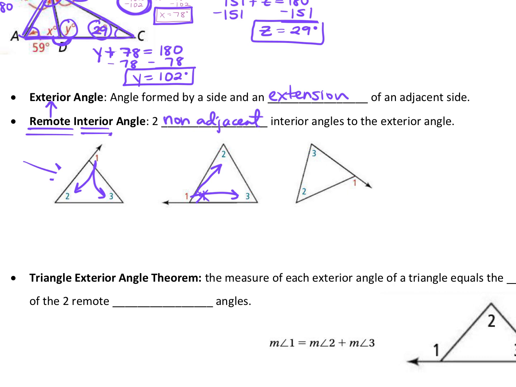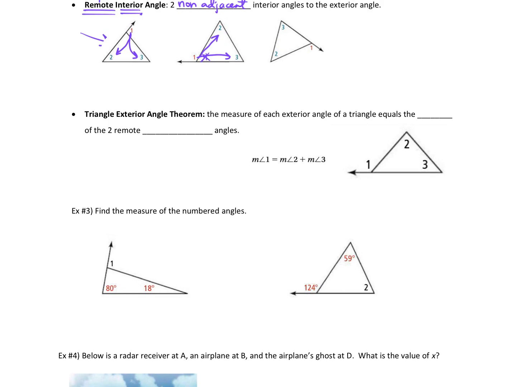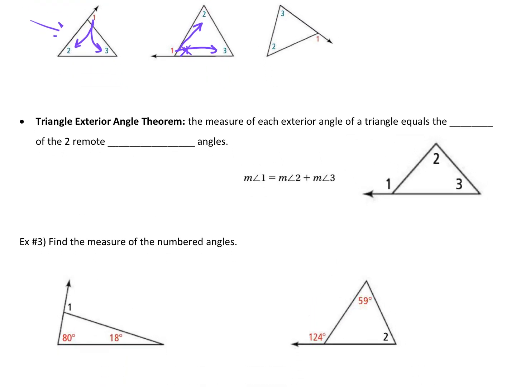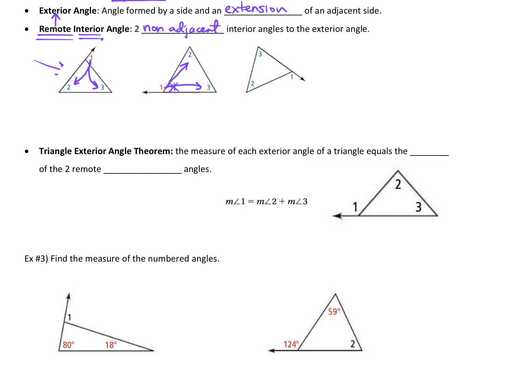Okay, so here is the theorem that you didn't know, but now you do know, so you'll be able to use this as a third way to solve that last problem if you want to do it. It's called the triangle exterior angle theorem, and it says the measure of each exterior angle of a triangle equals the sum, remember addition, of the 2 remote interior angles. Okay, so in other words, this angle 1 is equal to the sum of 2 and 3. Does that make sense? Why?